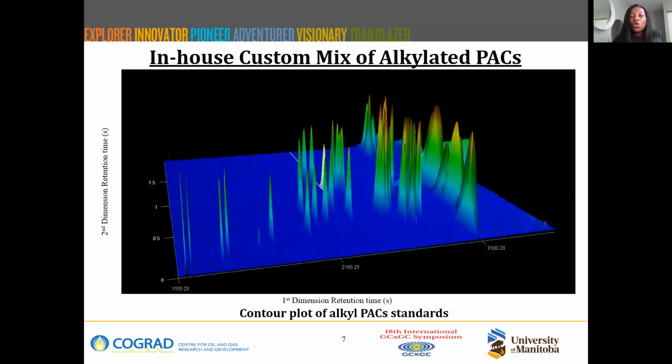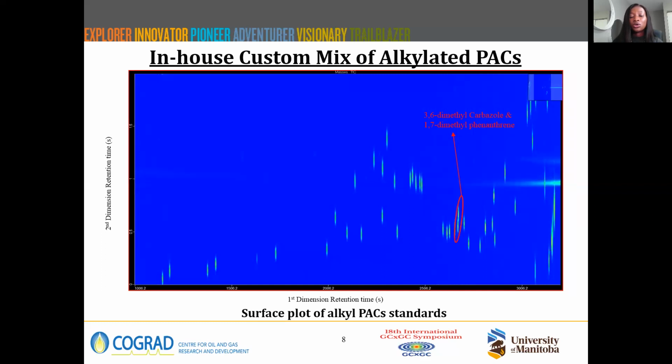I have over 45 in-house mix of alkylated PACs that were gotten individually and then mixed together. I recently included some nitrogen-based PACs as well, because I'm currently expanding my standard base in the lab. Here is a contour surface plot of our collated PAC standard. And with the standards, I could even see the separation of a 3,6-dimethyl carbazole and a 1,7-dimethyl phenanthrene. Although these can be individually mass resolved, we can see the separation that is obtained in 2-dimension mode.